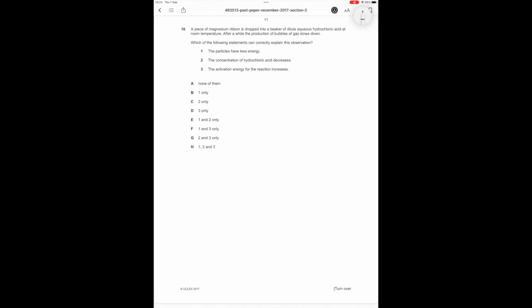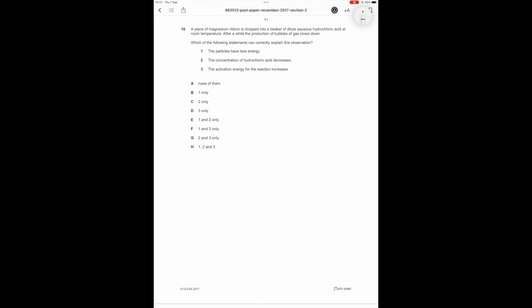So, welcome to part 2 of this walkthrough. Question number 10. A piece of magnesium ribbon is dropped into a beaker of dilute aqueous hydrochloric acid at room temp. After a while, the production of bubbles of gas slows down. Which one of the following statements can correctly explain this observation?